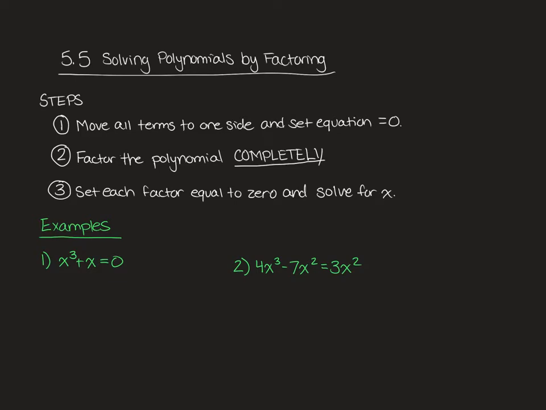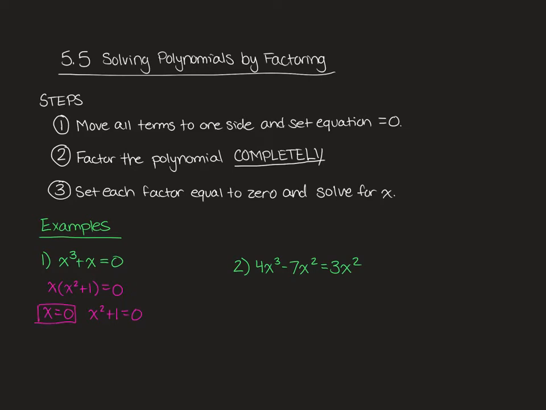So let's get started. Our first example is x cubed plus x. Whenever you factor, always look for a greatest common factor first. We can factor out an x, which leaves us x squared plus 1. Okay, so then I'm going to set each factor equal to 0, so x equals 0, and then x squared plus 1 equals 0. So x equals 0 is already solved.